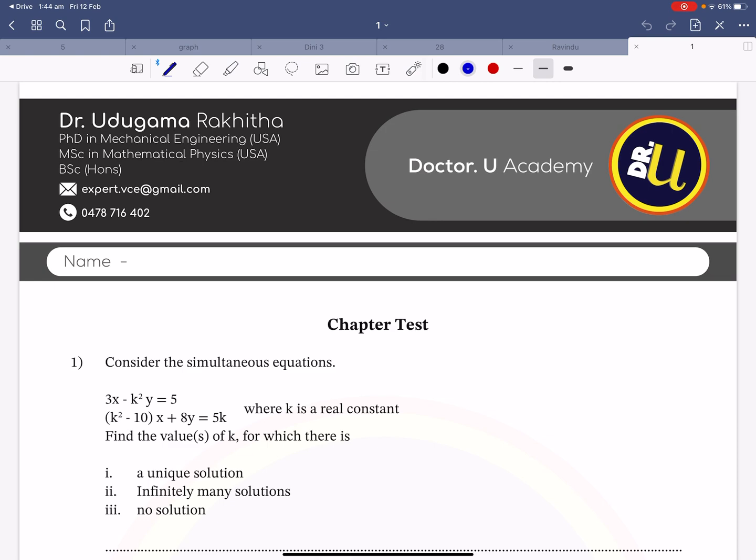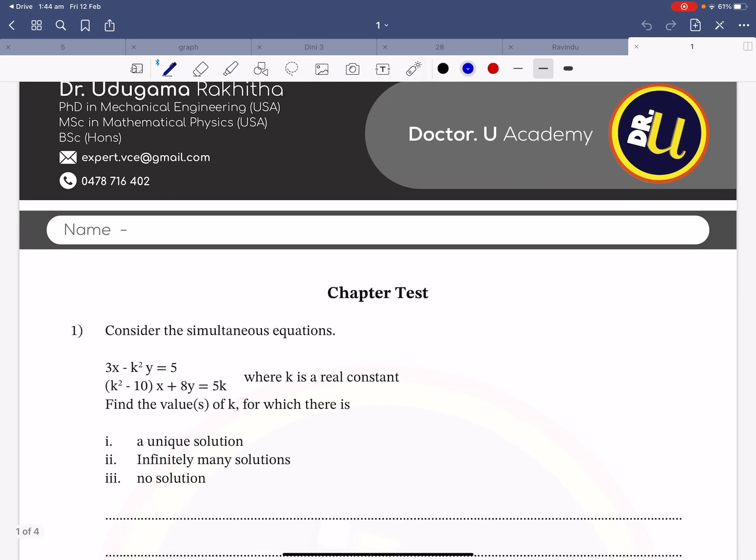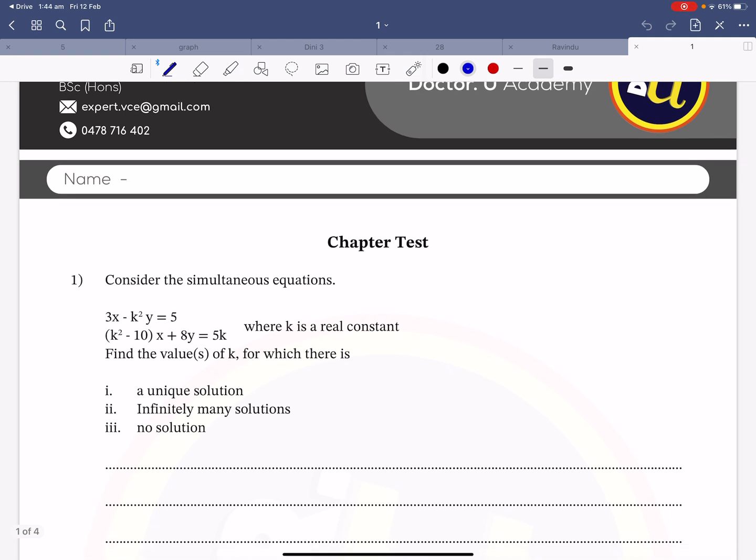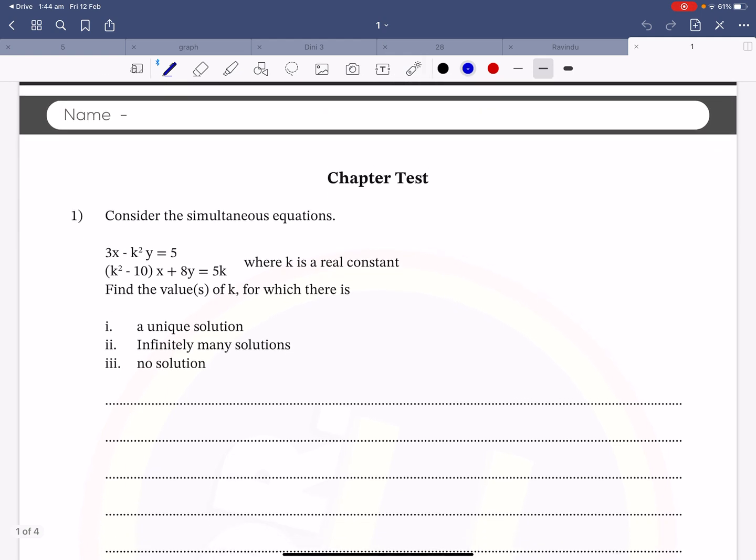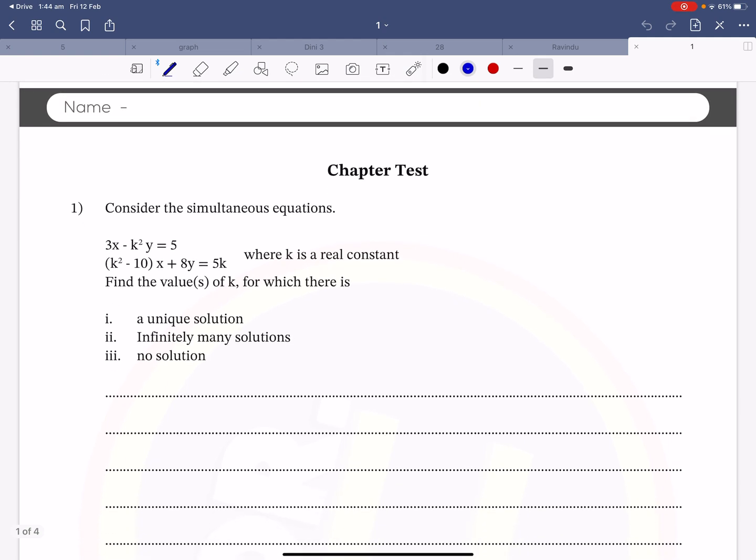Today we are going to discuss a revision question. Here you can see two linear equations are given, where k is a real constant. We have to find the values of k for which there is a unique solution, infinitely many solutions, and no solutions.